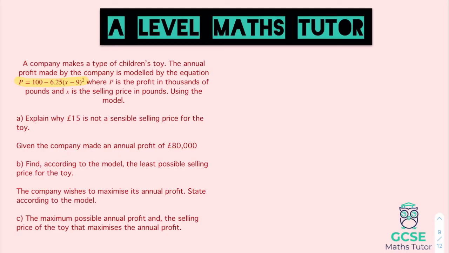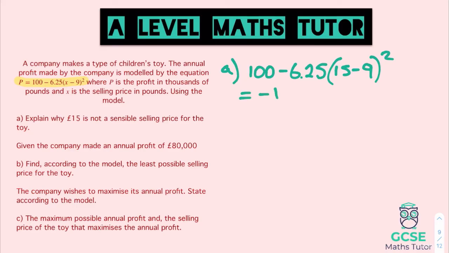Well, if we take £15 and substitute it into our model, let's have a look at what that profit comes out as. Remembering that X here is given to us in pounds, we can just put the number 15 in. So for part A, let's see what we get. We've got 100 minus 6.25 multiplied by (X minus 9), so 15 minus 9, squared. If we type that in on a calculator, we get the answer negative 125. So there we go, that would not be a sensible selling price because obviously a negative number here results in a loss.